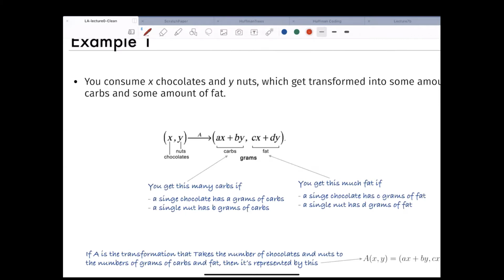That's a linear transformation. So locally, that was a linear transformation. Okay, that's just one example. Let's just take another example.